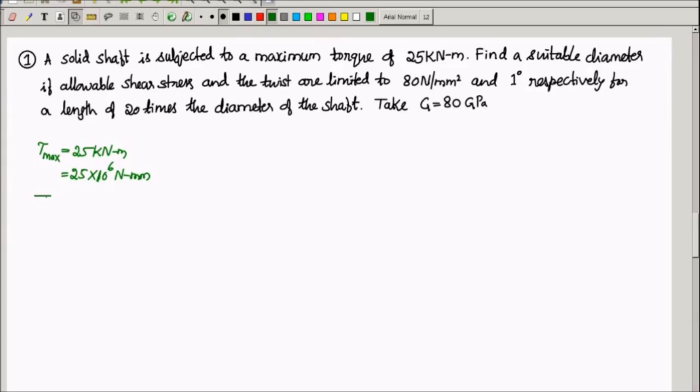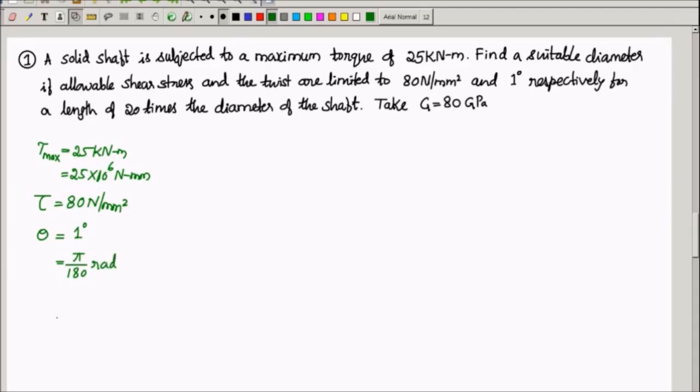Limiting value of shear stress is given. So tau is 80 Newton per millimeter square. This is the maximum shear stress the shaft can experience. And limiting value of angle of twist is also given. So theta is limited to 1 degree. It is given in terms of degree, but we have to use it in radians in the equation. So when we convert it into radians, it becomes pi by 180 radian.